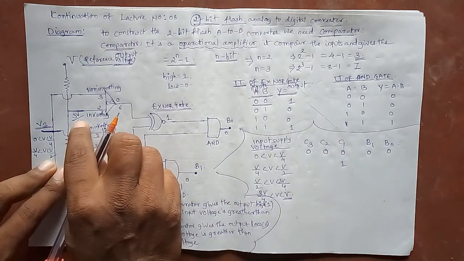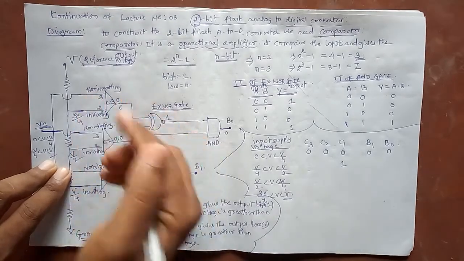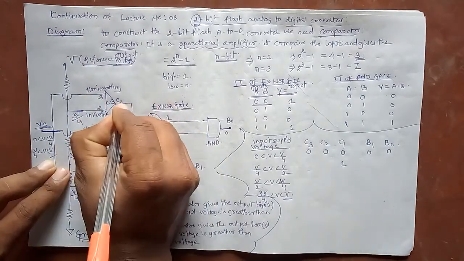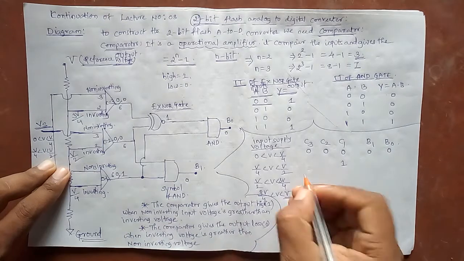Here also, here we have 3V/4, here it is less than V/2. So comparator 3 is also in the off state by using the second rule. Using the second rule, these two become low.